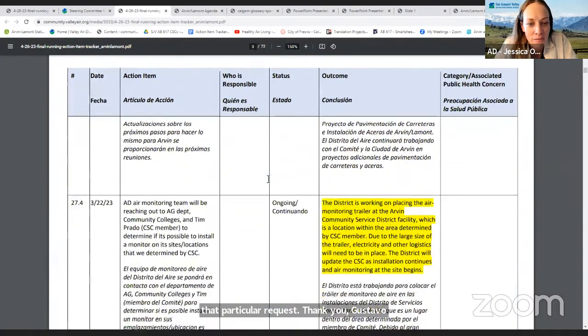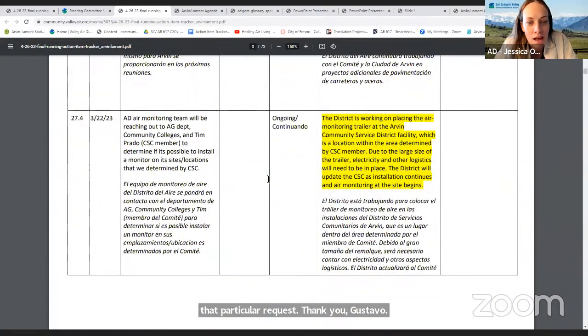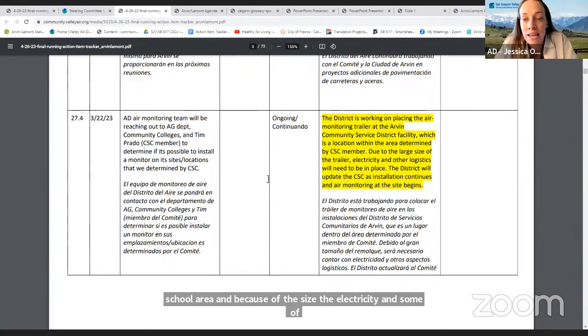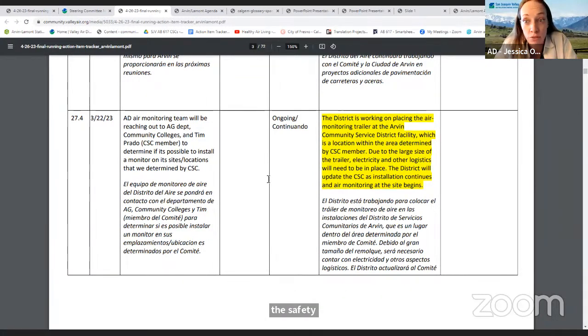All right, Eric, I think scrolling to the next one. I do have an update for this one. This is excellent. So, an update as of today. As you recall, we were talking about a couple of the bigger air monitoring pieces of equipment we were trying to deploy in the community. One of them was around the Arvin High School area. Because of the size, the electricity, and some of the safety logistics, placing the big air monitoring trailer that collects a bunch of different pollutants in the area that everyone agreed on, within the Arvin community, was a little bit of a heavier lift.